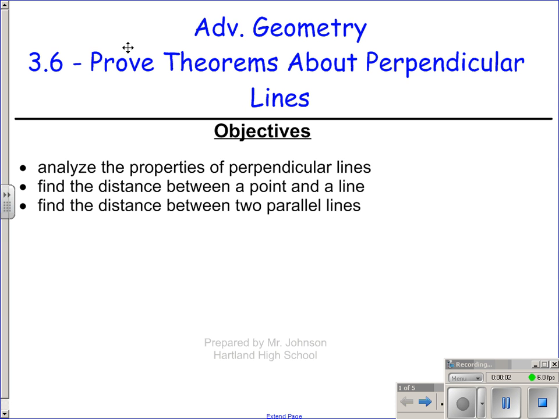Hello everybody, this is the notes for Advanced Geometry, section 3.6. This is the last section of this chapter. We'll be talking mostly about perpendicular lines and some of the characteristics and properties that happen when you have perpendicular lines. You're also going to be finding the distance between a point and a line and the distance between two parallel lines.